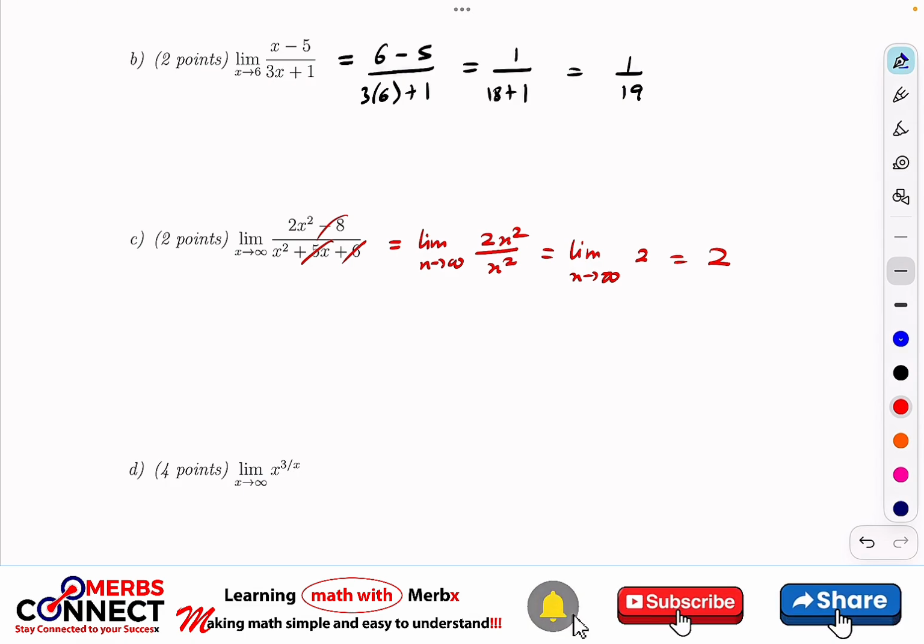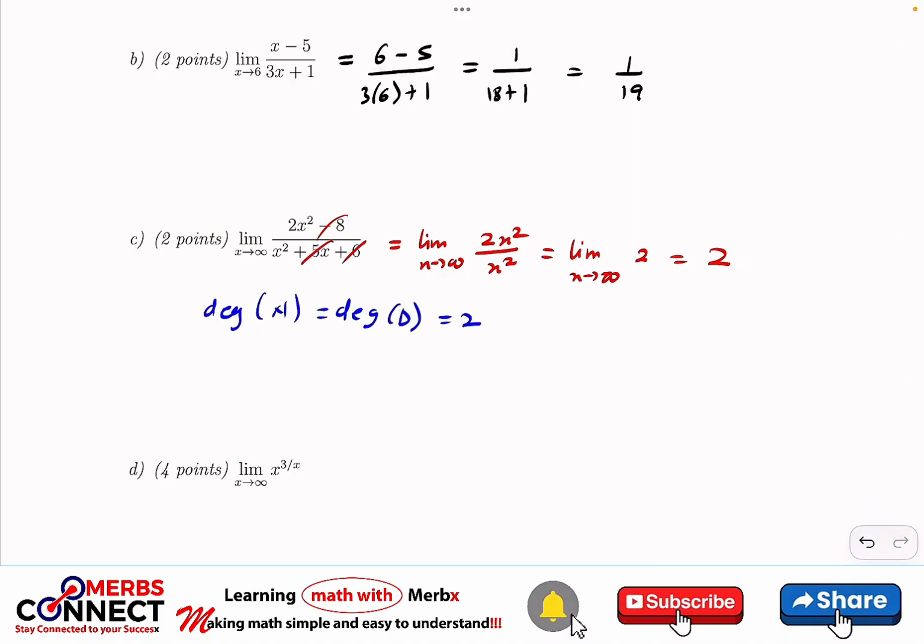Another way to see this is to compare the degree. The degree of the top is the same as the degree of the denominator, which is equal to 2. They are all 2. So what we are going to do is compare the coefficients of the terms with the highest degree.